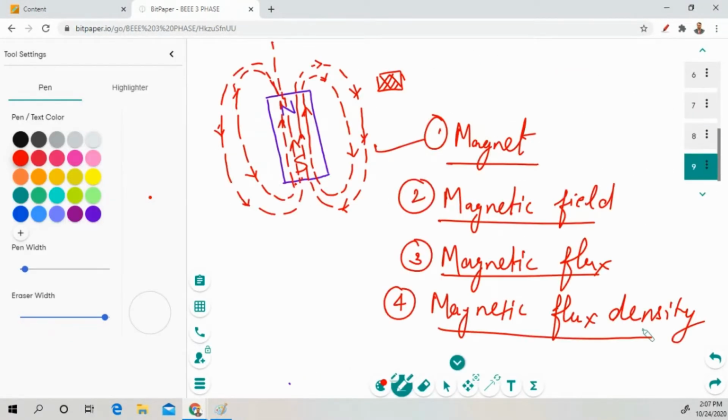So what is a magnet? As I have told you, a magnet consists of north and south poles. What is a magnetic field? In a magnet, the field from north to south pole is called the magnetic field. What is magnetic flux? The amount of magnetic lines of force set up in a magnetic circuit is called magnetic flux. What is the unit for magnetic flux? The unit for magnetic flux is Weber.